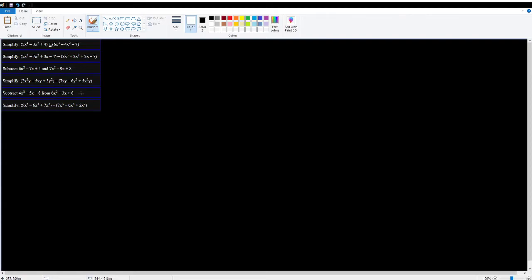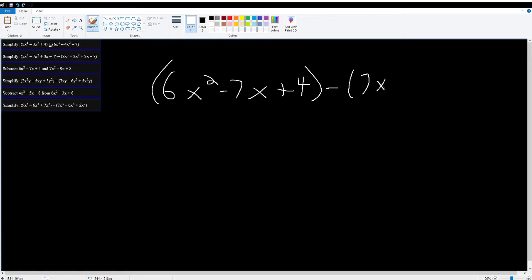Let's do the next one. It says subtract 6x squared minus 7x plus 4 and 7x squared minus 9x plus 8. So it's basically 6x squared minus 7x plus 4, right? And we're subtracting 7x squared minus 9x plus 8. Okay?